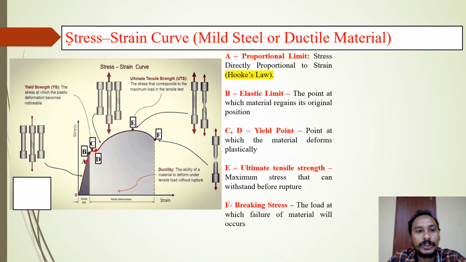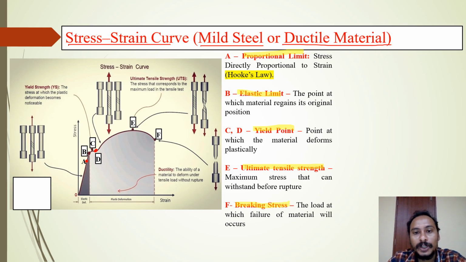Coming to the stress strain curve for a ductile material like mild steel. If a ductile material like mild steel is subjected to tensile load, it will undergo different stages. Those are proportional limit, elastic limit, yield point, ultimate tensile strength, and then breaking stress.